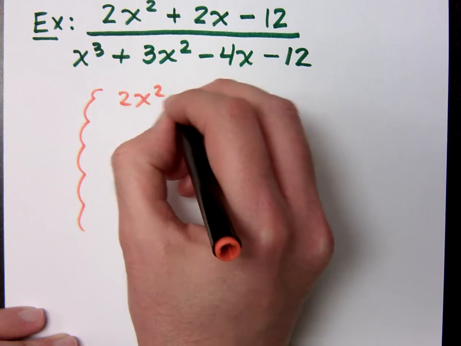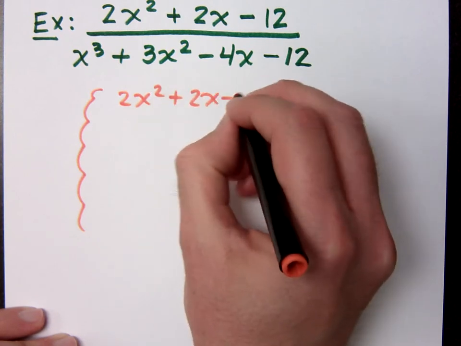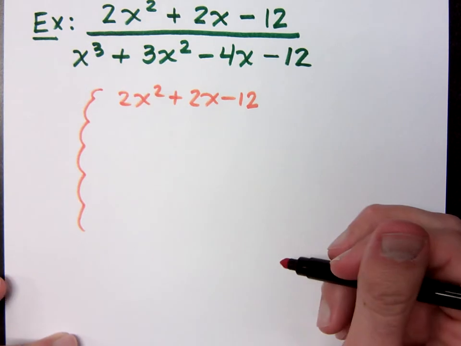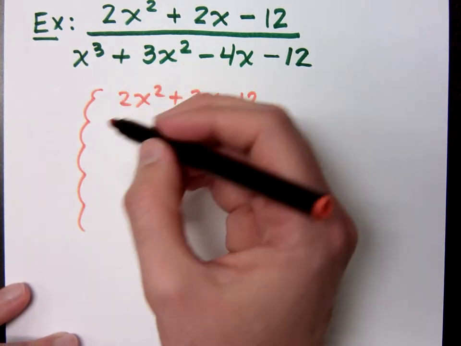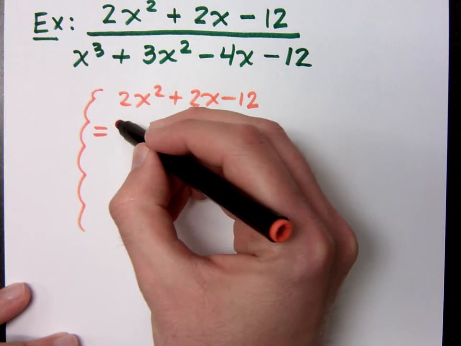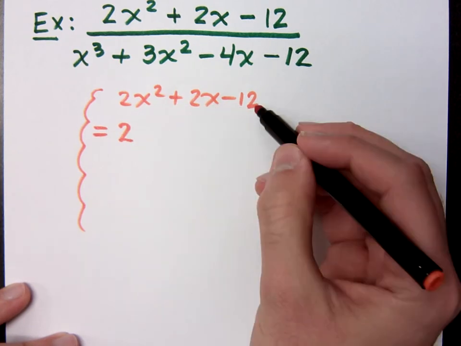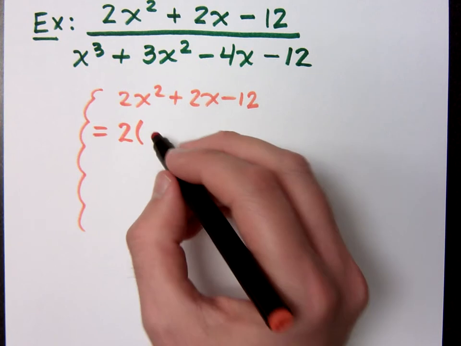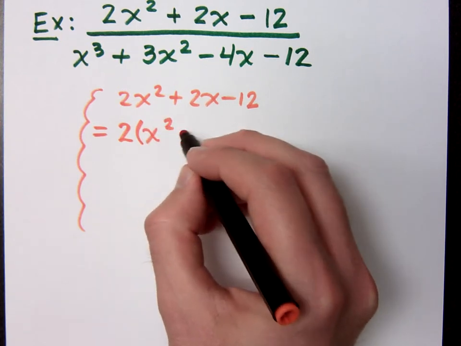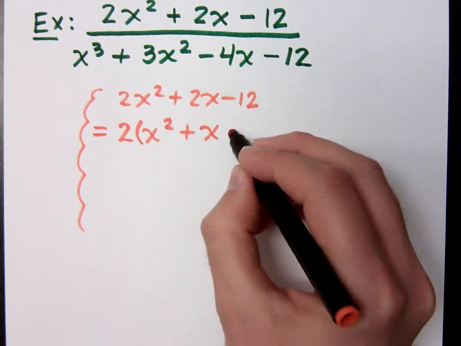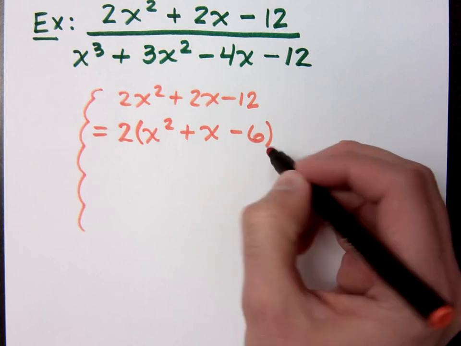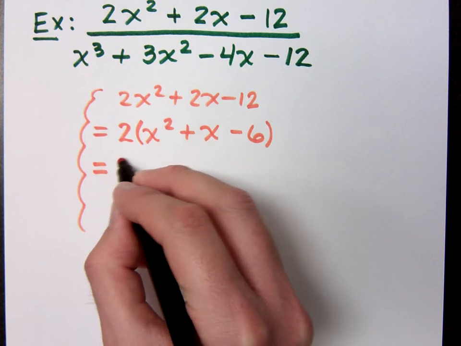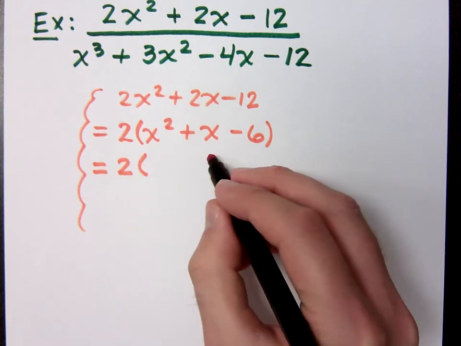If I take 2x squared plus 2x minus 12, I need to factor this. Common factor is what? 2. Not 2x, because this term doesn't have an x. When I divide everything by 2, what do I have? x squared plus x minus 6. When you find that common factor and reduce accordingly, it makes the rest of the factoring very easy. How does this factor?